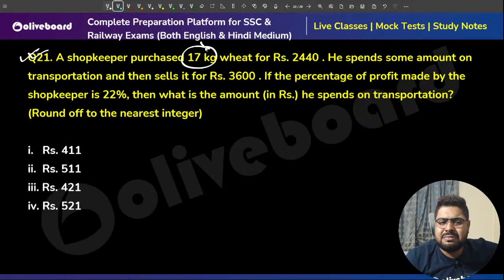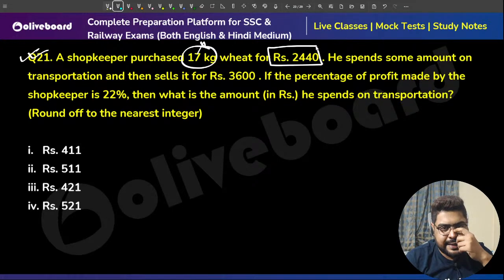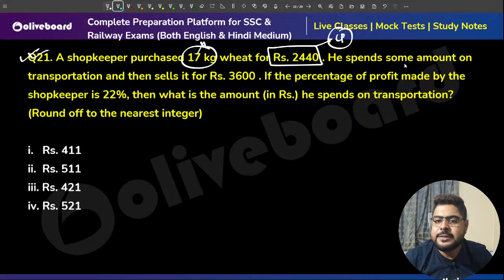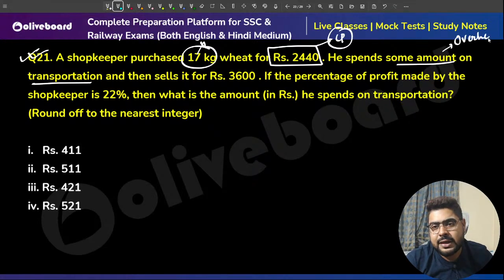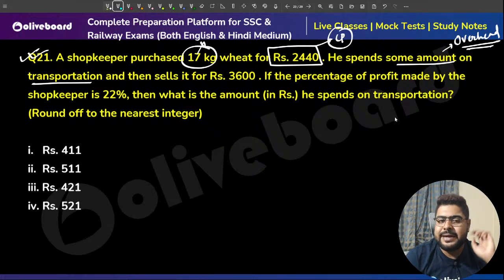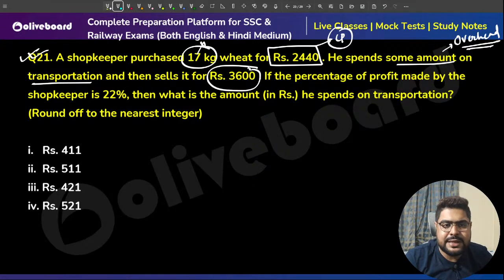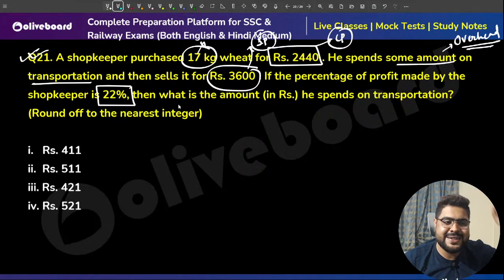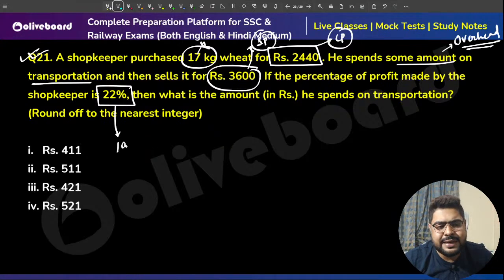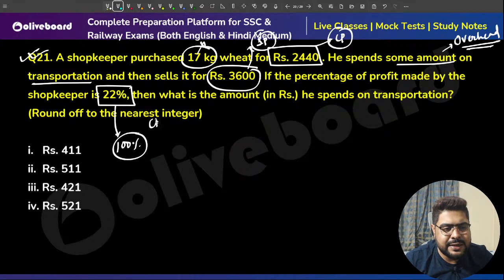17 kg, invalid information. For CP it is this. They spend some amount on transportation, meaning they are giving us some overhead expenditure, and sell it for this much. So this is your SP. Percentage profit is 22%. Let's figure out CP. 22% profit, what does it mean? Can I say CP is 100 rupees, SP is 122 rupees.